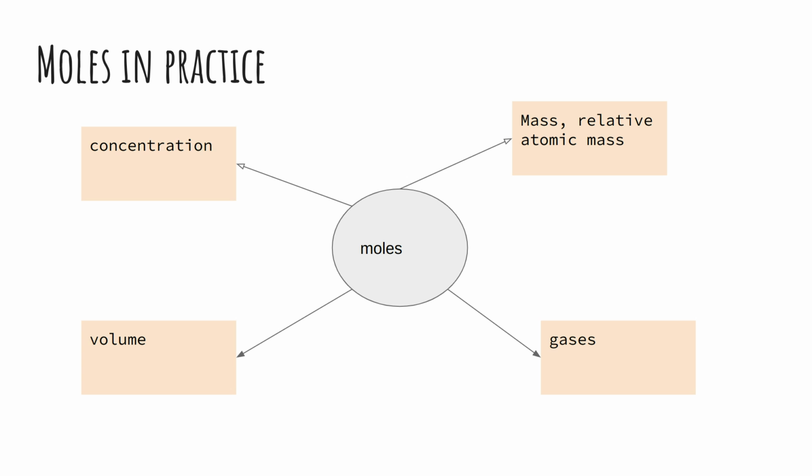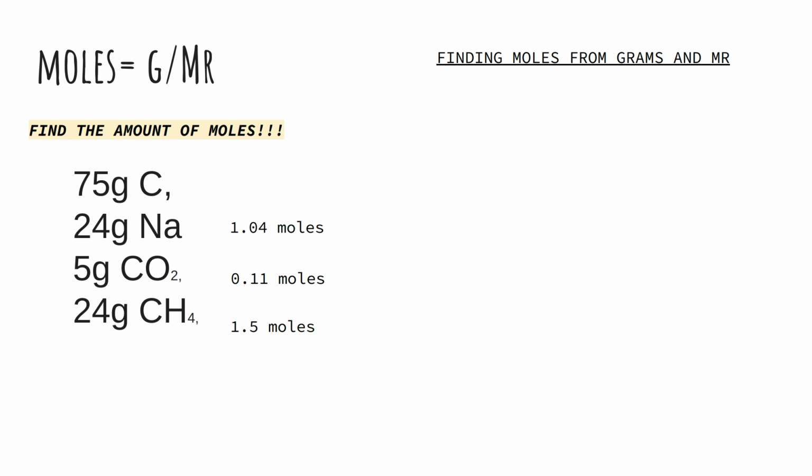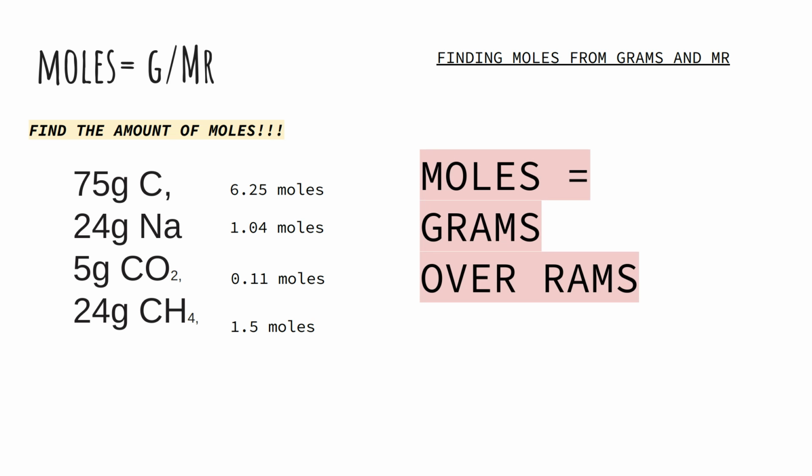Now, as you know, 12 grams of carbon is 1 mole. What if I had 75 grams of carbon? How many moles would that be? Well, you just divide it by the atomic mass. 75 divided by 12 is 6.25 moles of carbon. My teacher used to tell me moles equals grams over rams, meaning moles equals grams divided by the relative atomic masses, rams, and it just stuck with me. So that's what I use to work out the amount of moles given the grams and the relative atomic mass.